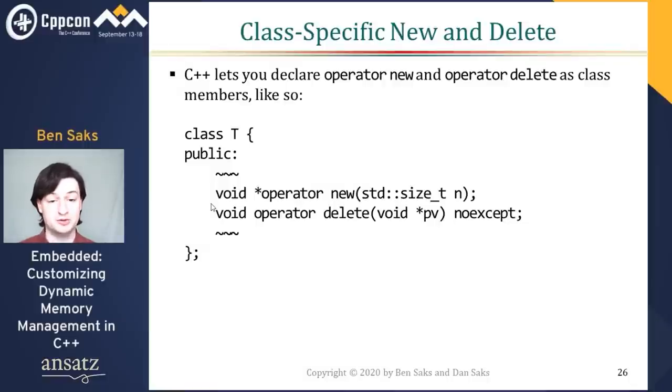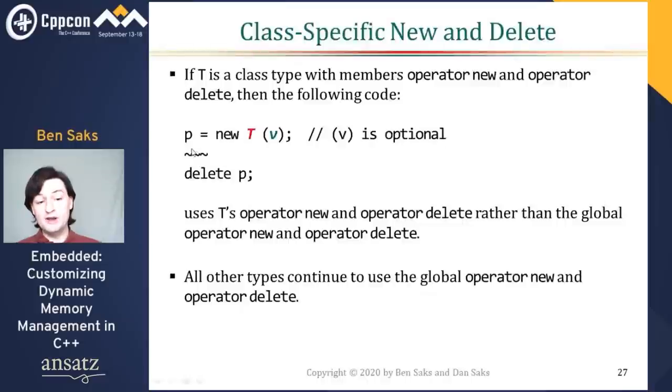All right. So you can write operator new and operator delete as class members like this. These have the same signatures as the global operator new and delete that we saw before. And what this does is when you write new T, the compiler first checks to see, is T a class type that has overloaded operator new and operator delete specific for that class type? If it is, use the class-specific versions of new and delete rather than the global versions. For all other types that don't have class-specific new and delete operators, just use the global ones. The rest of it's unaffected. Okay.